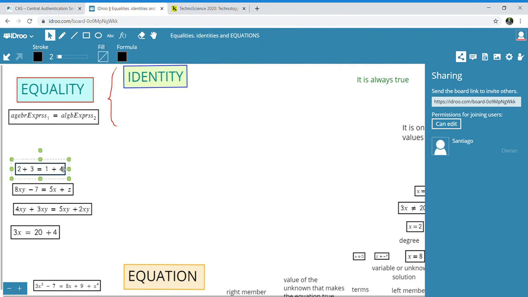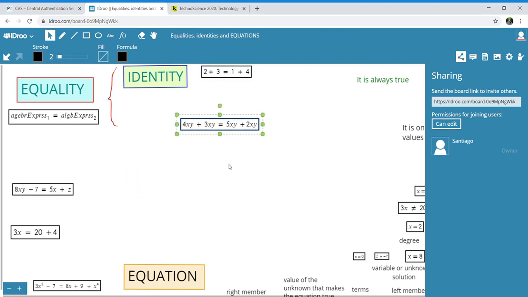Let's see, for example, this. Is this an equality? Yes, it's a numerical equality, because they are not exactly algebraic expressions, they are numerical expressions. There is an addition between numbers. But look, here it is 2 plus 3, and it says that it is equal to 1 plus 4. And this equality is always true. This is why we call it an identity. In this case, a numerical identity.